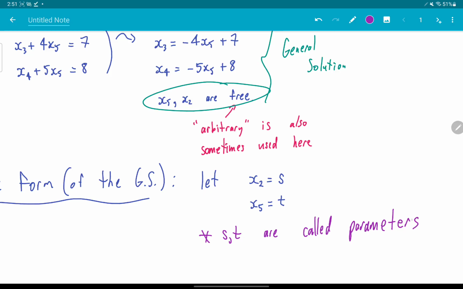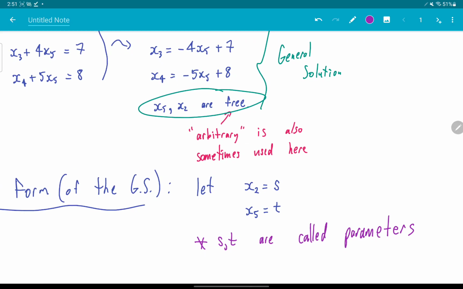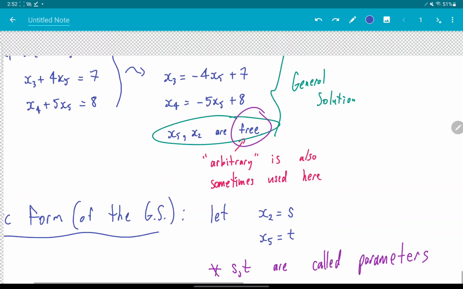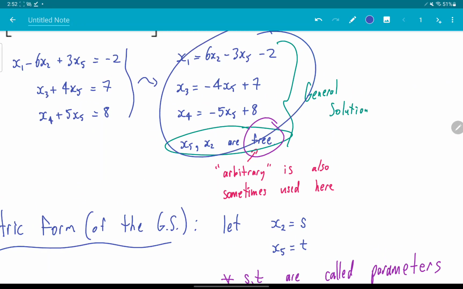Okay, so we're just piling on words here that all essentially mean the same thing. So parameter. What is a parameter? Well, a parameter is a free variable, which is also sometimes called an arbitrary variable. So free variable, arbitrary variable, and a parameter, all basically the same thing. But to get parametric form, we are going to just translate this general solution into a parametric form using these replacements right here.